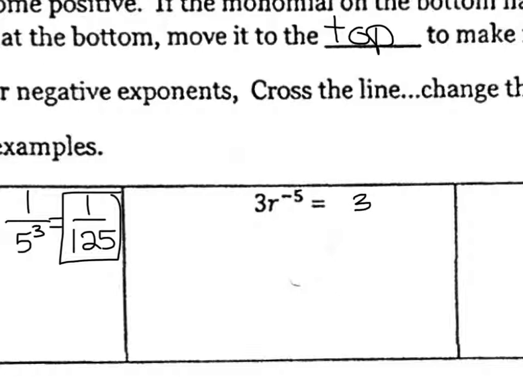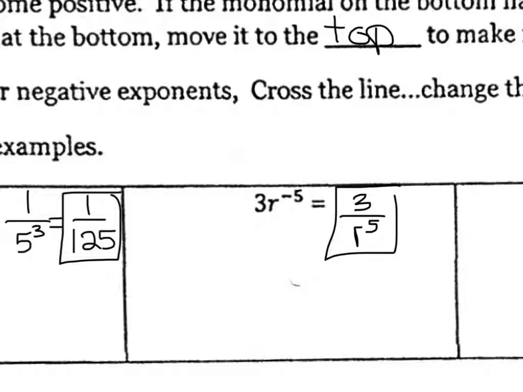So 3 stays on top, and I move that r to the negative 5 across the line, and it becomes a positive r to the 5th. Now, I don't know what r to the 5th is because I don't know what r is, so this is my final answer.